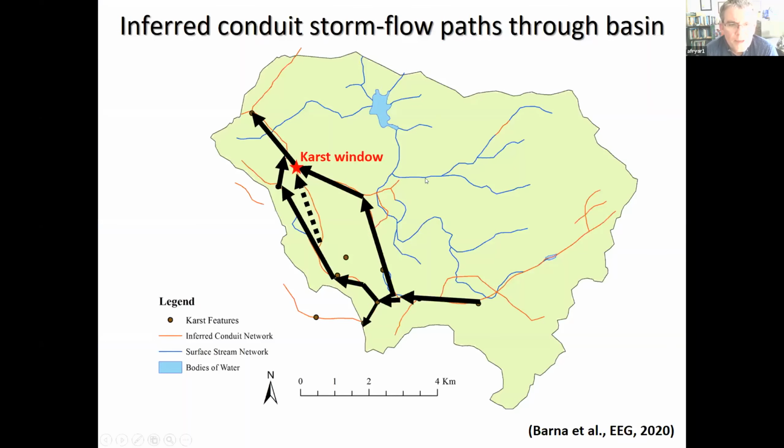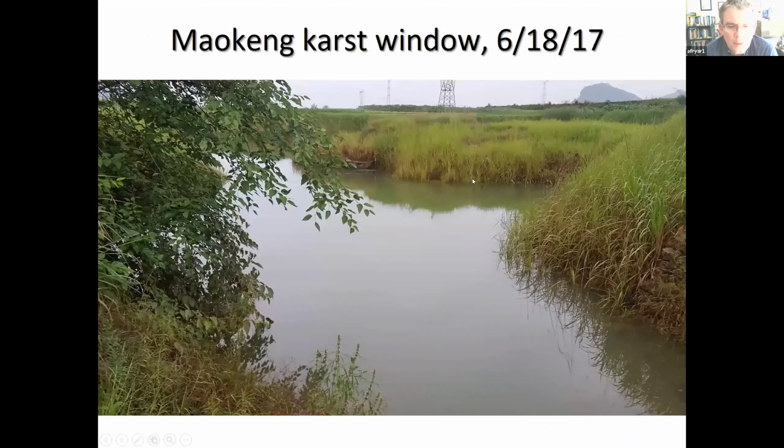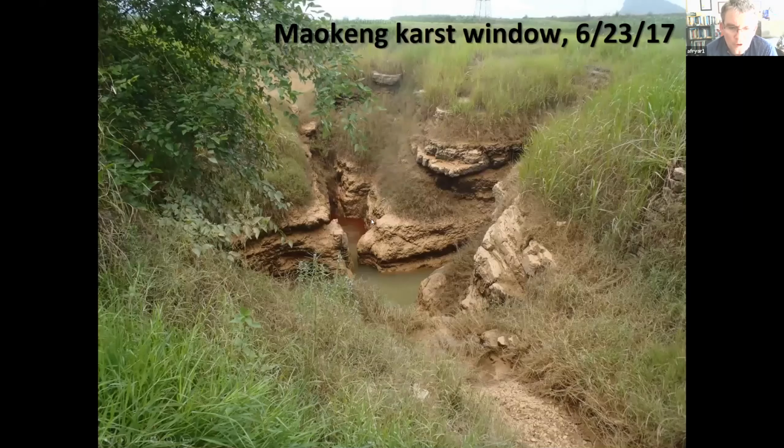This is just the basin map again, showing the inferred conduit storm flow paths through the basin. And I want to focus on this karst window. Again, our outlet is here. This is almost exactly a year before our monitoring, on a previous trip, and you can see the karst window flooded. And 5 days later, the water level had dropped about 5 meters, and it's still 2 to 3 meters perhaps above the conduit.